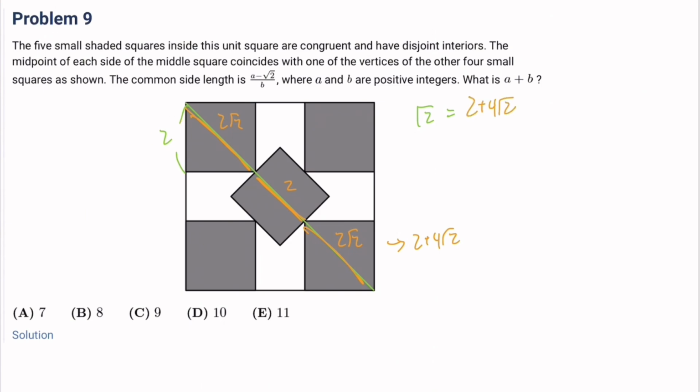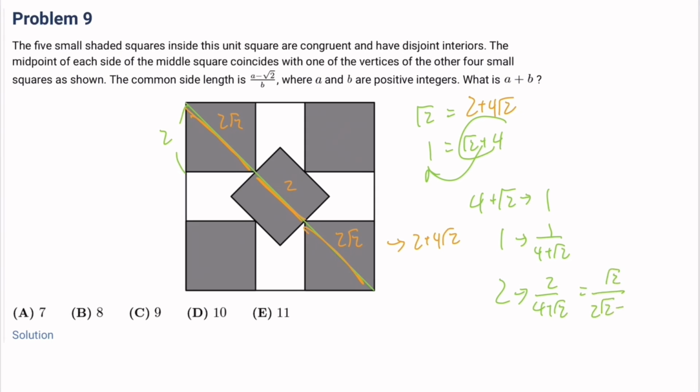And so what that means is that if we want it to be 1, for this side length, that is going to be root 2 plus 4. So 4 plus root 2, then that becomes 1. We want this to be 2. So here, that means 4 plus root 2 will have to be turned into 1. That means 1 will turn into 1 over 4 plus root 2. So since the side length is 2, 2 is going to be turned into 2 over 4 plus root 2, which is root 2 over 2 root 2 plus 1. So this is going to be equal to 4 minus root 2 over 7. So 4 and 7 are our A and B. So A plus B is going to be 4 plus 7 equals 11. And that is our answer.